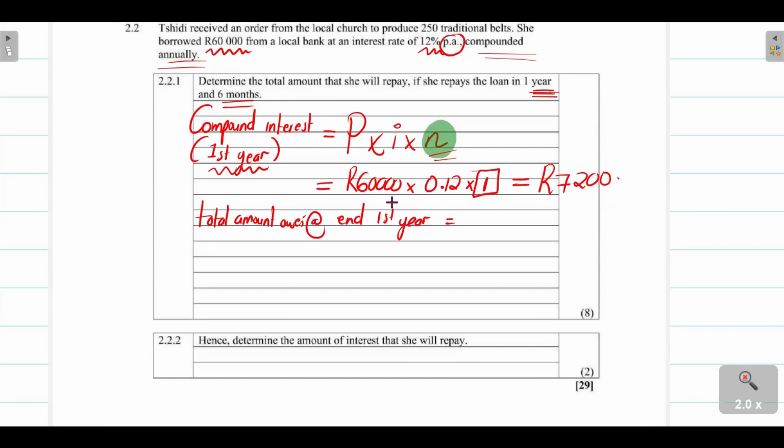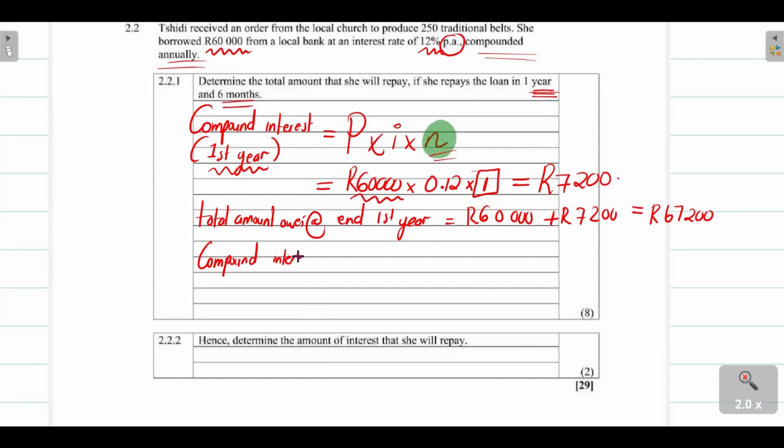To get the total amount, you're going to take the principal amount of 60,000 plus that interest that has now been added. Then you'll see that the total amount she owes the bank at the end of the first year is 67,200.